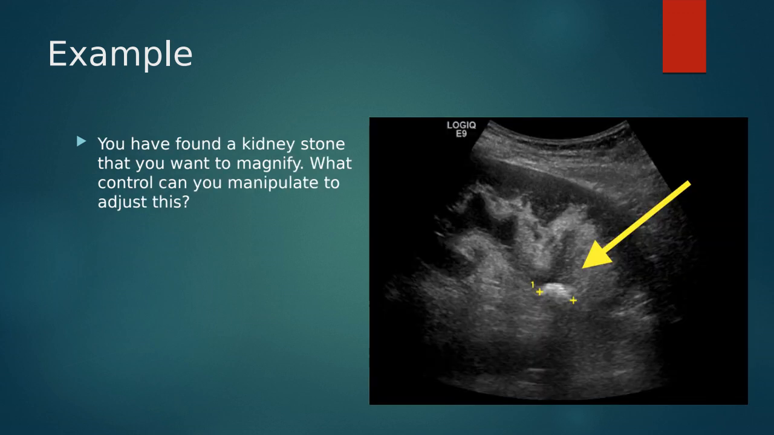And lastly, you found a kidney stone that you want to magnify. What control can you manipulate to adjust this? With this one, you want to zoom in on that area. If we are asking to magnify something, we are going to zoom in on it to get a bigger evaluation of that area. Some of these concepts, like we've gone over in lab already, are a little bit more straightforward than others, but please make sure you have a good understanding of these controls.